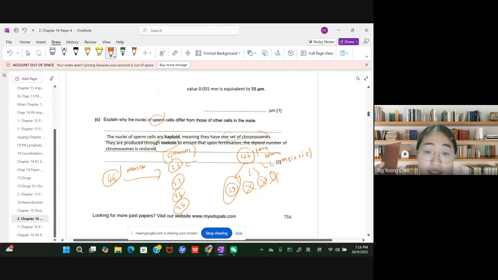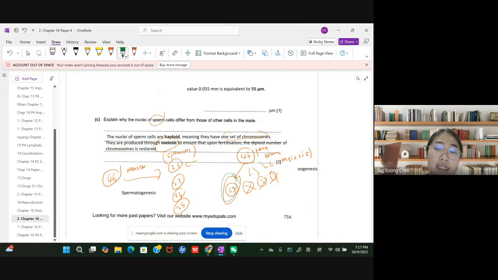It means that one cycle of spermatogenesis, the process in which they produce the sperm, produces a lot of copies of the sperm. But one cycle of oogenesis, the process in which they produce the ovum, produces only 1 ovum. So you only get 1 ovum, but you have a lot of sperm. So that ovum can be fertilized by 1 sperm, and they can fuse.